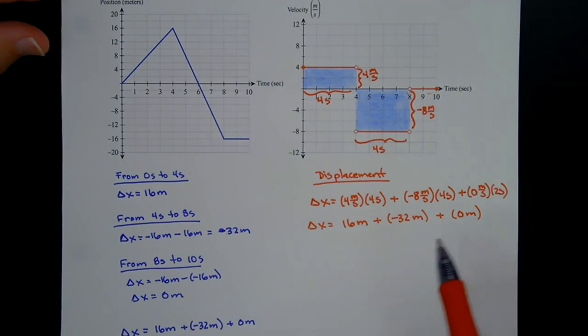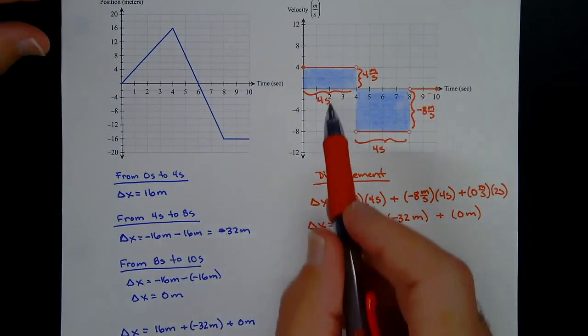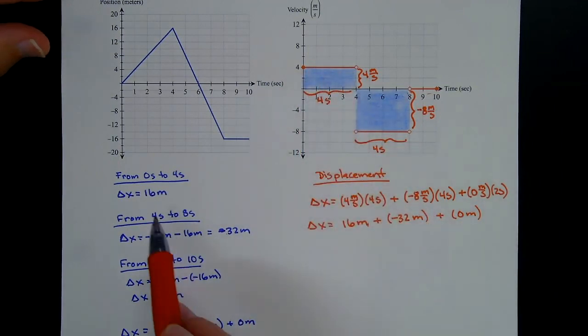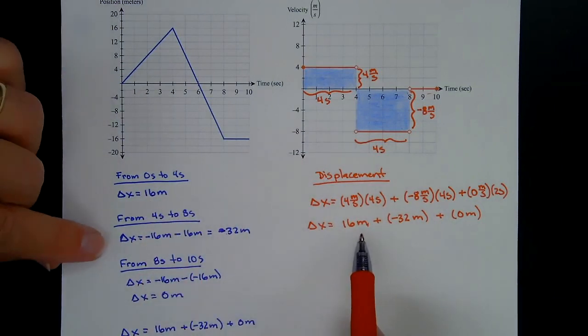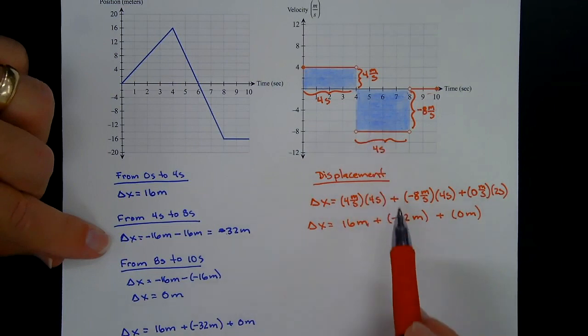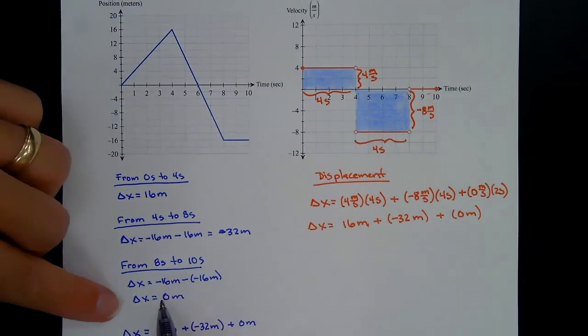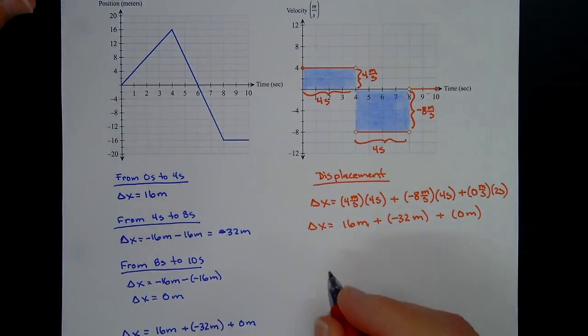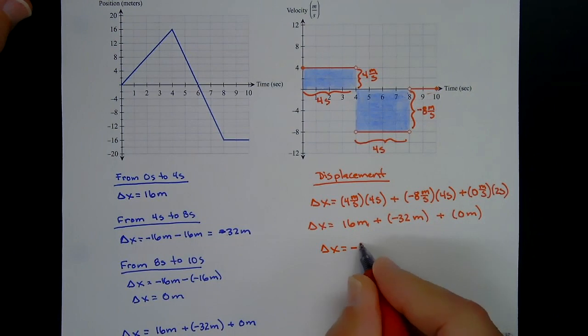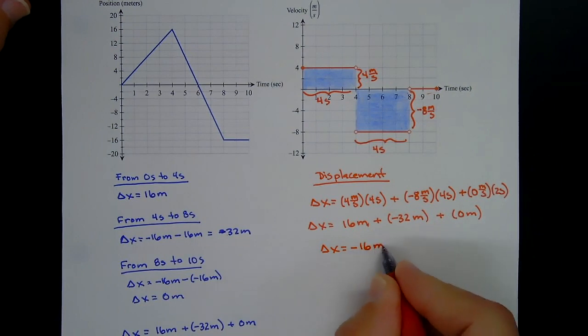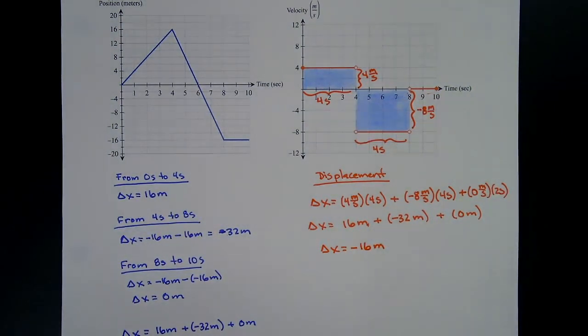Look, this one came from the displacement here, but look what we got from 0 to 4. We got 16 meters also, right? And look what happened from 4 to 8. We got -32. Here's -32, right? And what do we get from 8 to 10? 0. See how it matches up? So our displacement, our delta x, winds up being simply -16 meters. And that's how you can get displacement from a velocity graph.